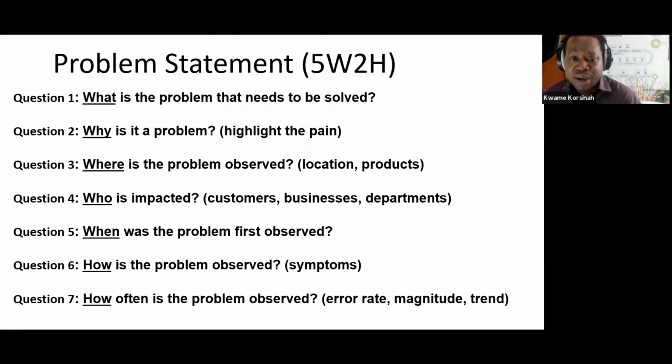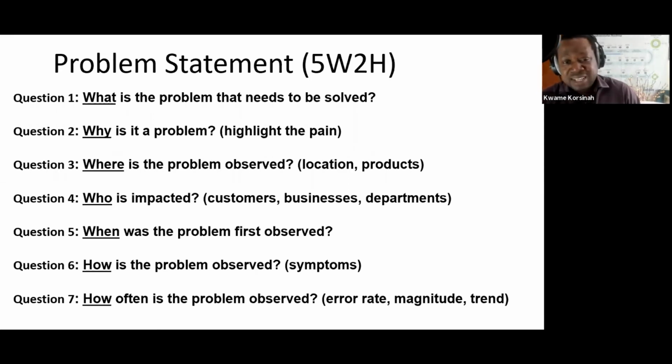Where does the customer experience their problems? And we could use the customer journey maps and low fidelity diagrams to help us understand where the customer experiences that problem. Who is impacted by the problem? When was the problem first observed? How is the problem observed? And how often is the problem observed? All these are necessary for us to draw our point of view statement.